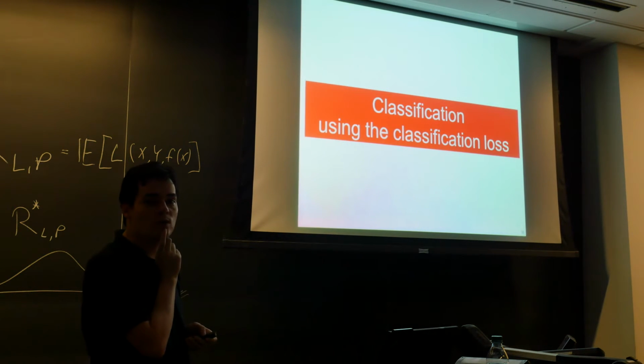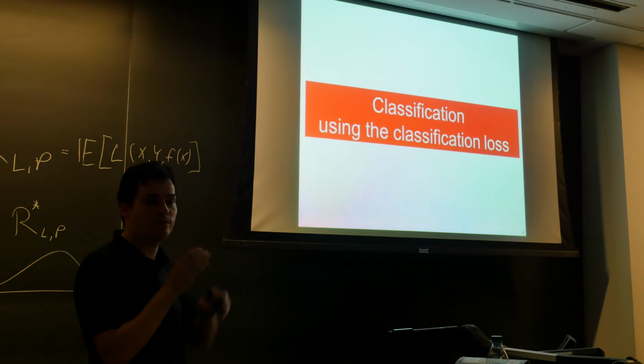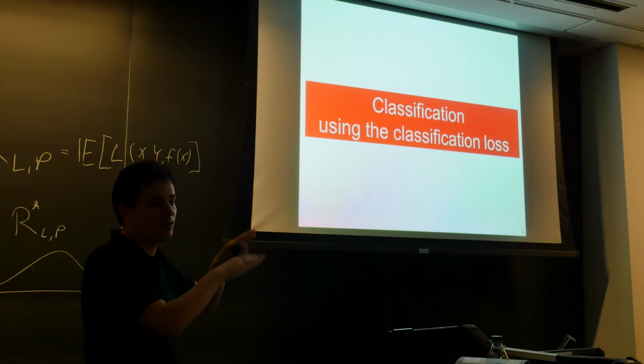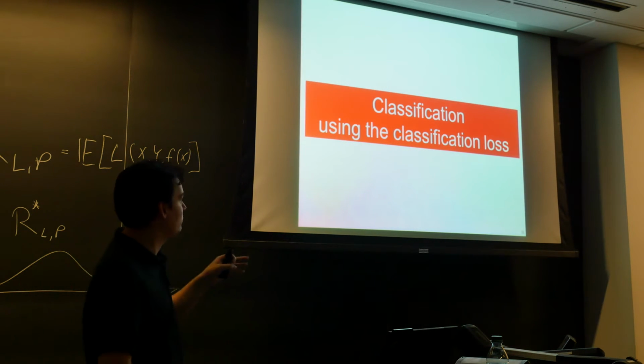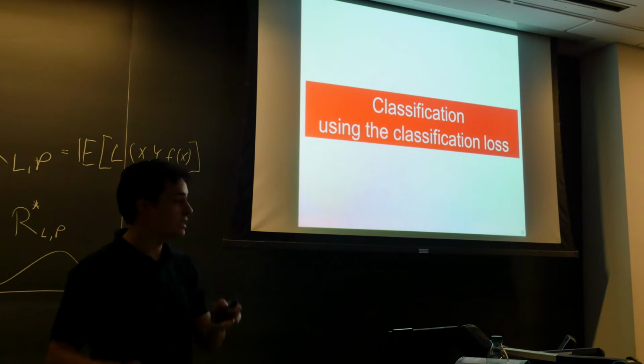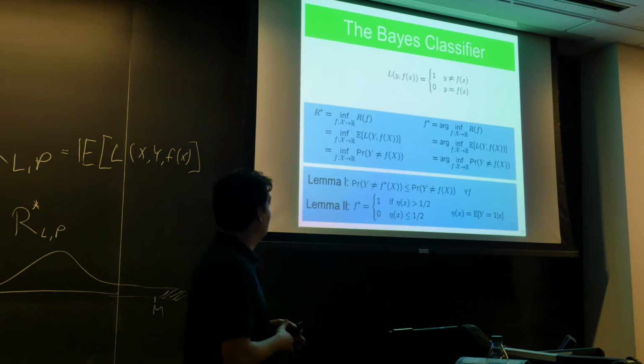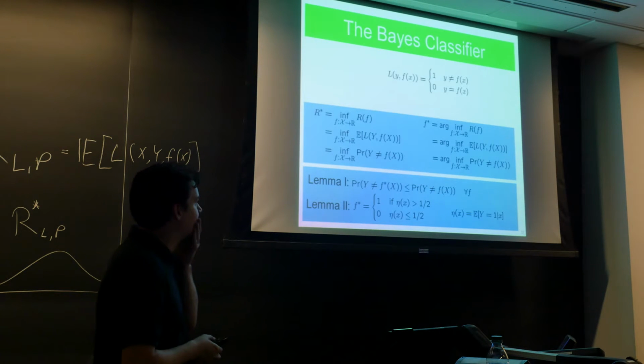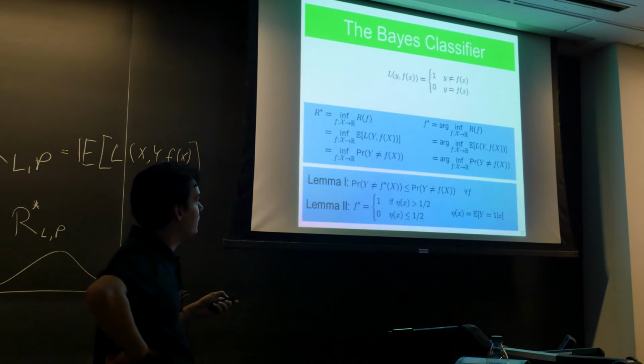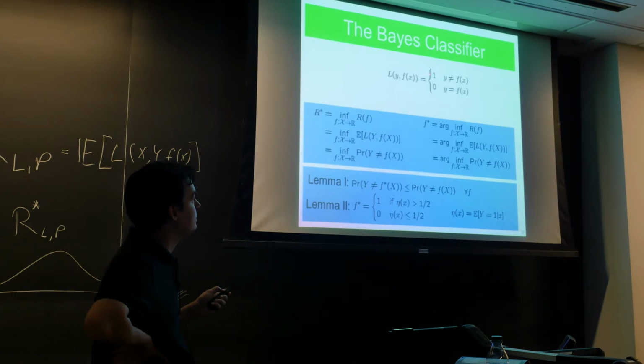From now on, we will consider only classification loss. The framework that we discussed can be considered for any losses, but from now on we will just consider classification. We will consider this loss, the classification loss: the loss is 1 if y is not f of x, and 0 otherwise.